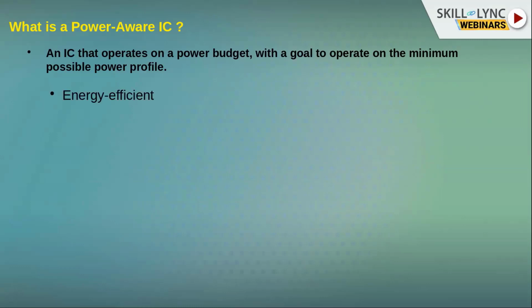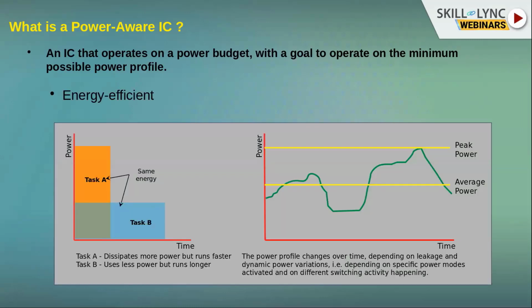So let's quickly peep into how energy and power are related. Power is the rate at which energy is dissipated, consumed, or accumulated. For the same amount of energy, as you can see in the representation at the left, there is a task A and a task B, and suppose they both use the same energy.